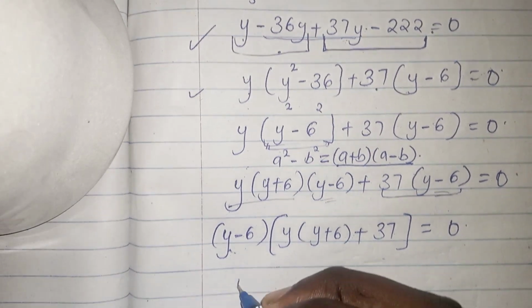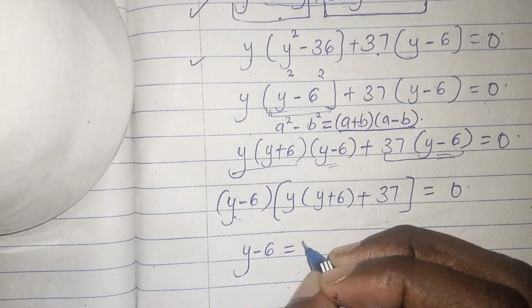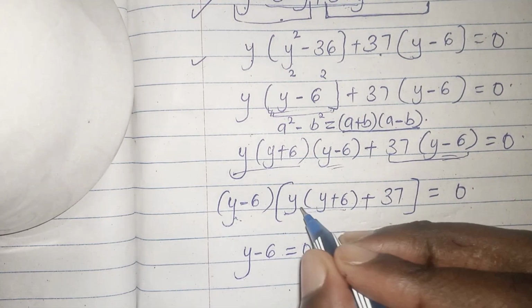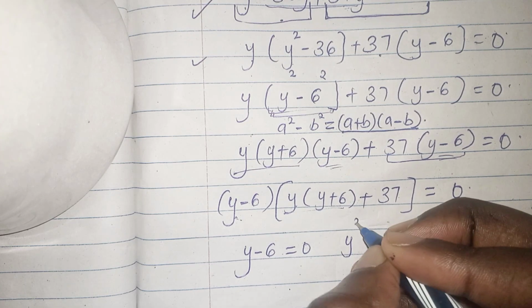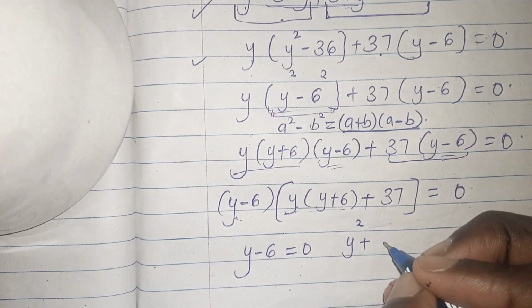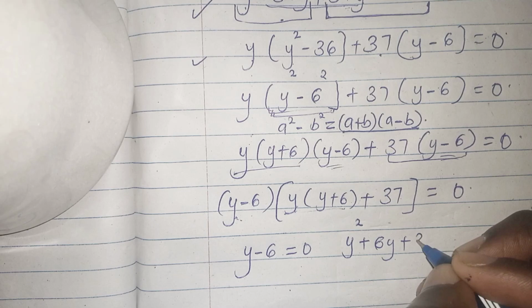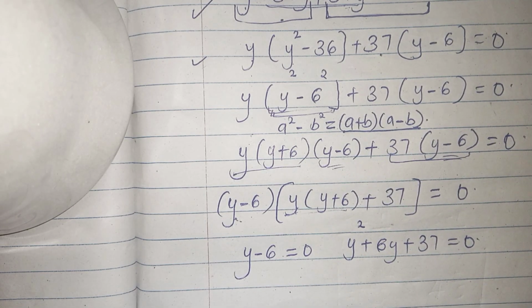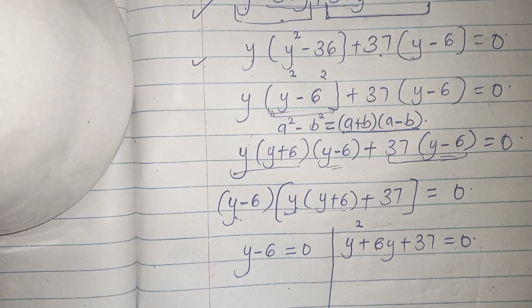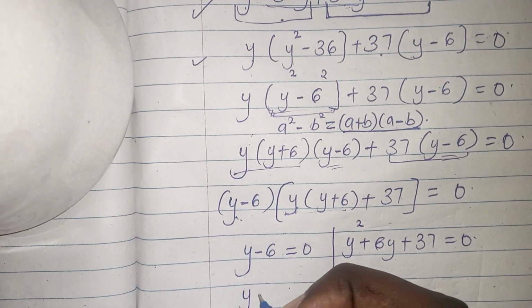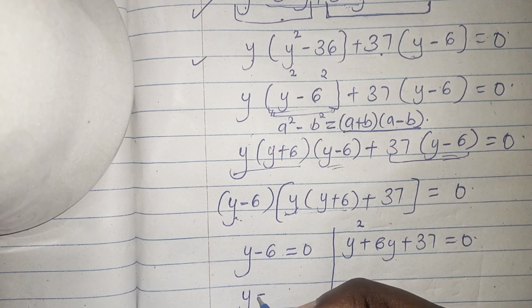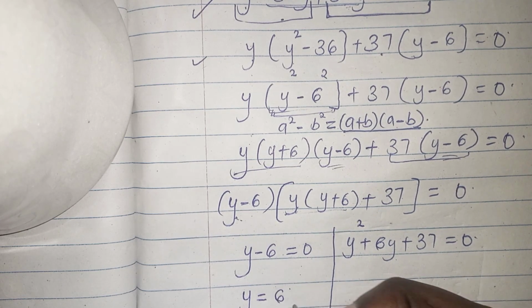So from this point, y minus 6 is equal to 0. Then we shall open this bracket. So this is y times y, this is y squared, plus y times 6, this is 6y plus 37 is equal to 0, right? So we can now get the value of y for this case. So y minus 6 is equal to 0. Take 6 to the other side, so y is equal to 6. So we have the first value of y.